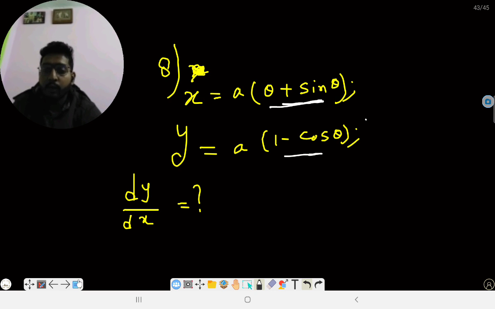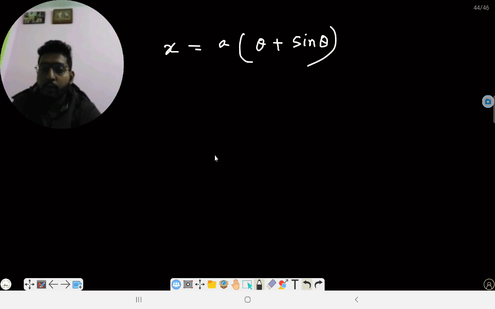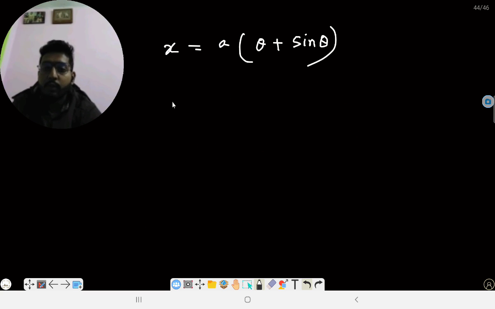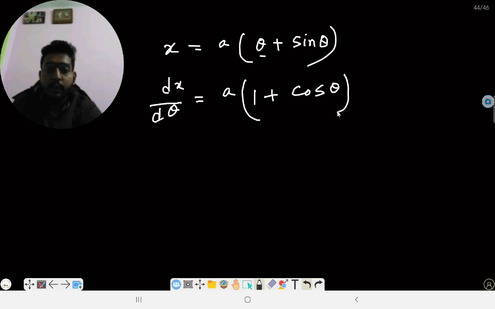Now solve this one. So x is given a into (theta plus sine theta). Okay, so here we can see x is given theta plus sine theta. So first we have to find dx d theta. Now derivative of theta is what? 1, and derivative of sine theta is cos theta, like this. So dx d theta will be a into (1 plus cos theta).